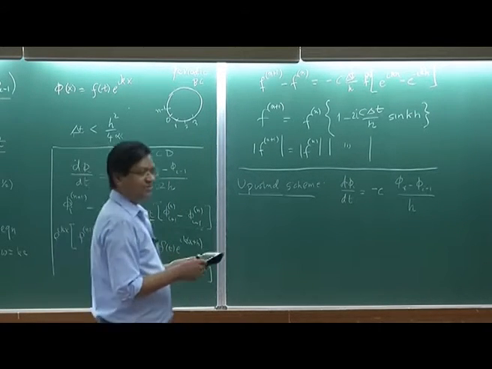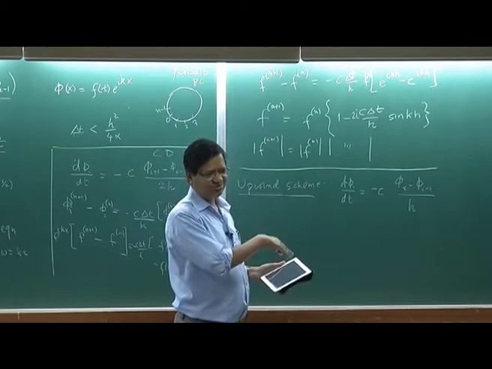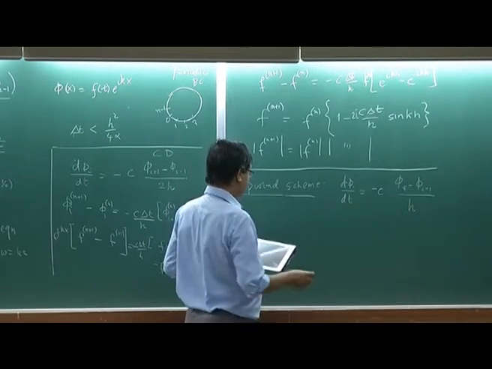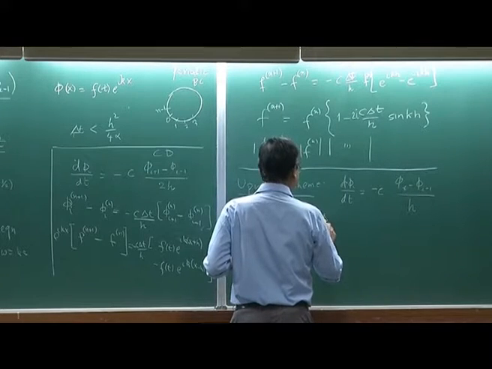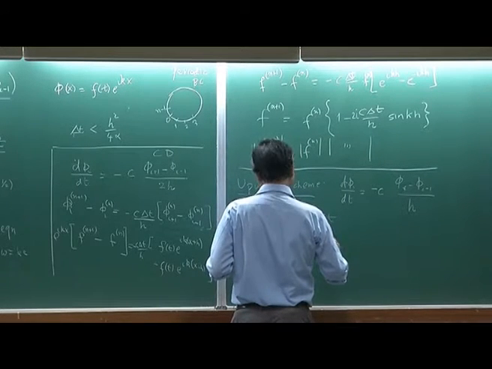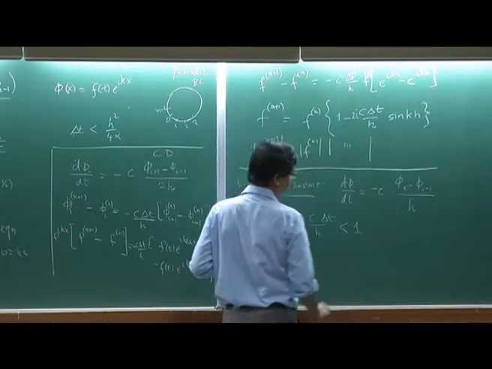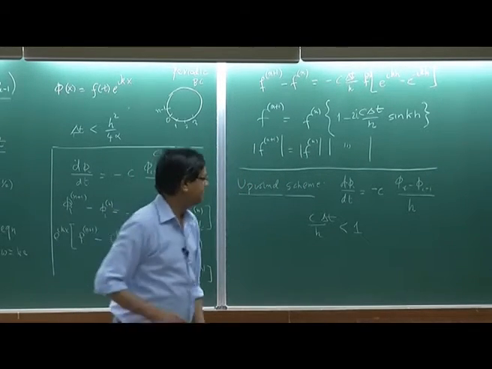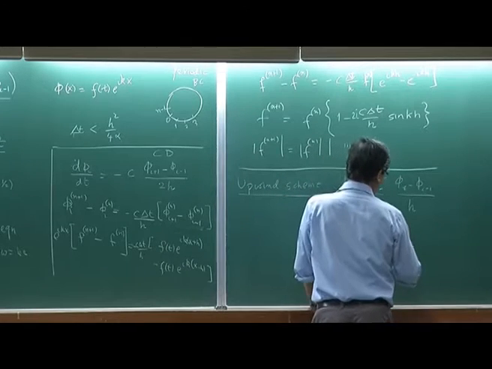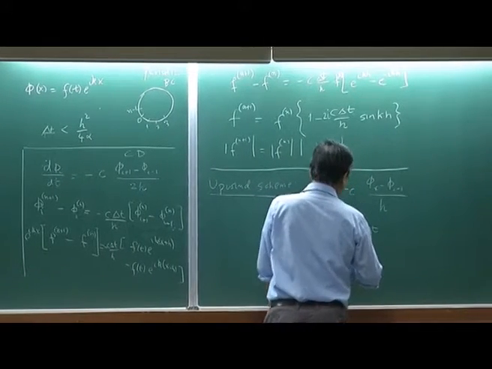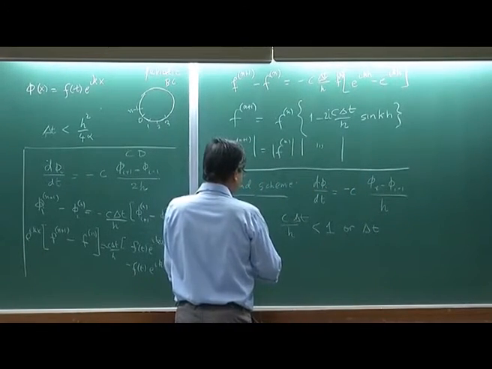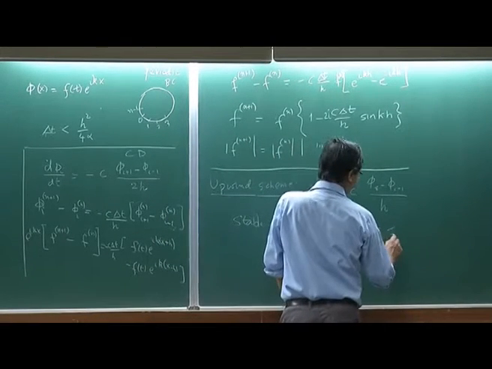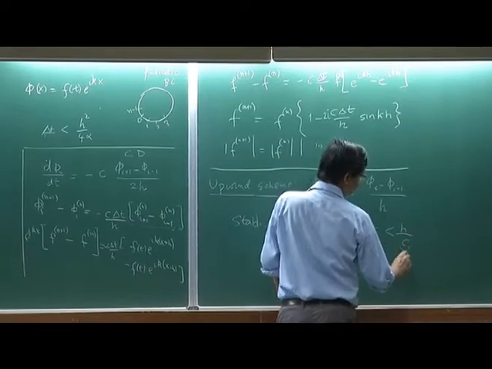Okay. So, if you do all the algebra which is there in the notes, you can just redo it. It is stable for c delta t by h less than 1. So, if I choose my delta t, or let me just put this, stable if delta t is less than h by c.